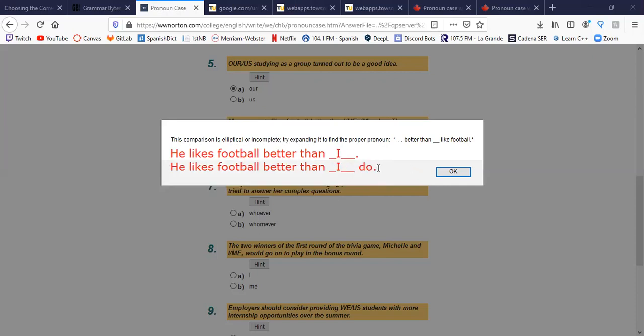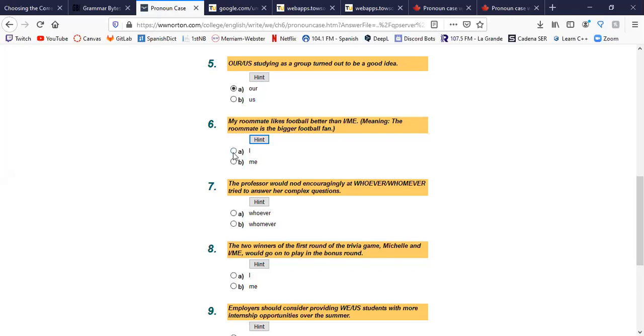So because this here requires I, so does this. He likes football better than I. He likes football better than I do. So erase all of that, and the answer should be I. Now, again, people would often say me. Using I in this case is a little stuffy. So using me isn't wrong, but the more precise way to say it is I. So here we're talking about what's precise and sometimes what's standard English too.